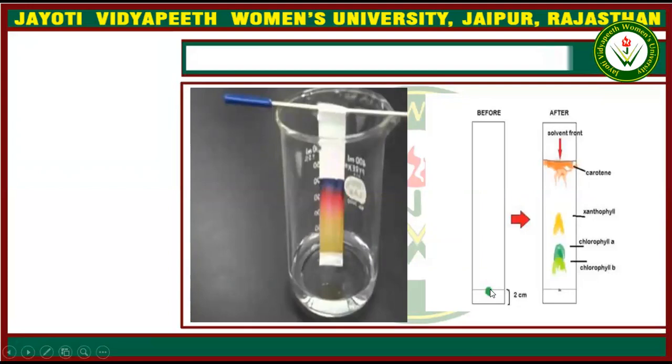At the start, we load our sample on the stationary phase, that is the paper. When we transfer this paper into a beaker which contains a mobile phase, then the mobile phase will move our sample in the upright position and separate the particles. For example, chlorophyll B, chlorophyll A, and xanthophyll are the particles present in our sample. For example, if we need to separate a leaf extract, it will move the particles and separate them.